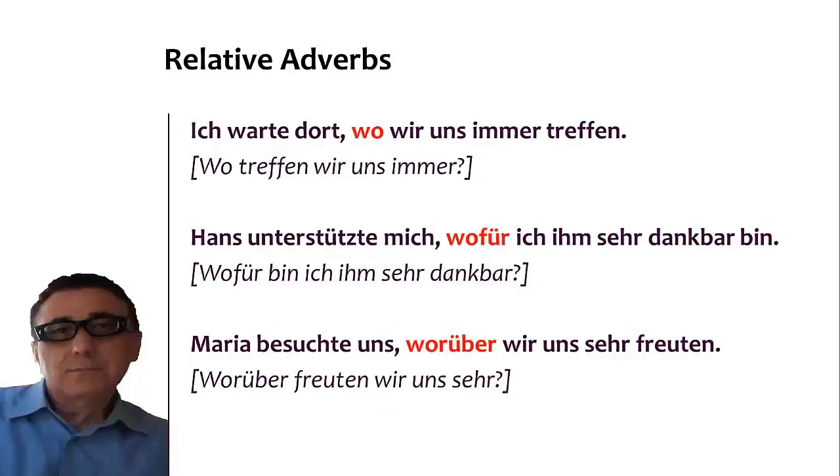Ich warte dort, wo wir uns immer treffen. The red color "wo" indicates and refers to the entire sentence at the beginning. Ich warte dort, wo wir uns immer treffen. Another example. Hans unterstützte mich, wofür ich ihm sehr dankbar bin.